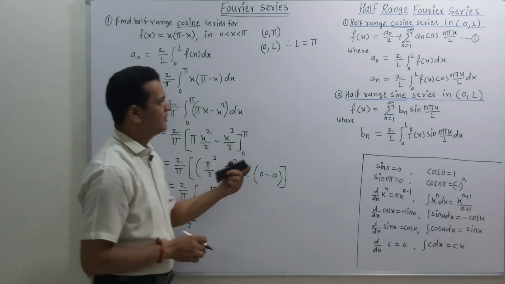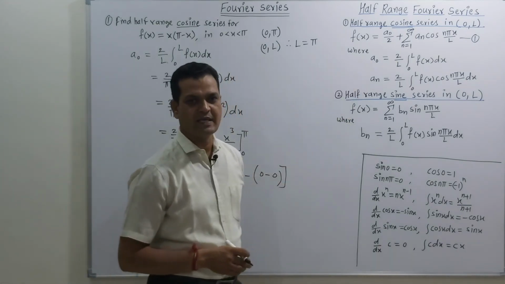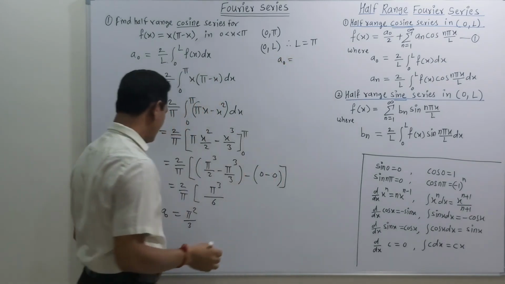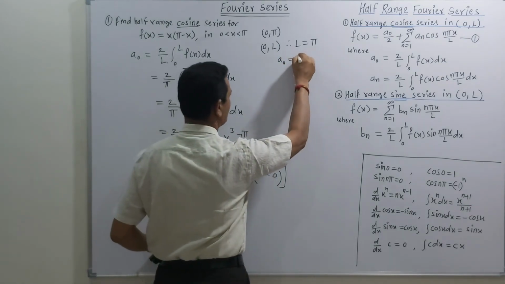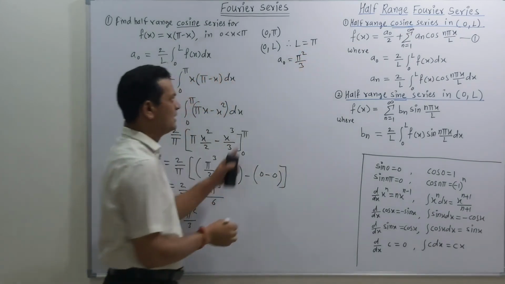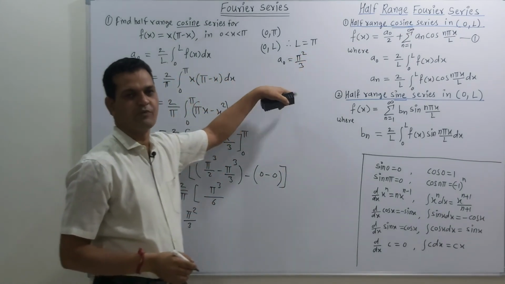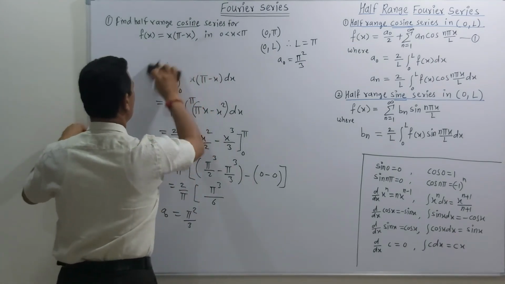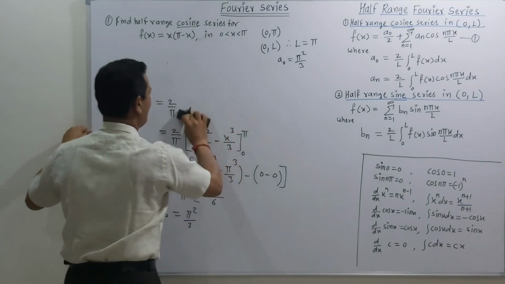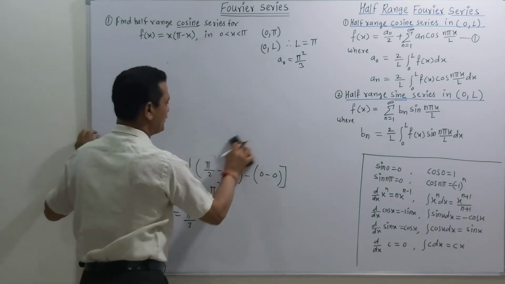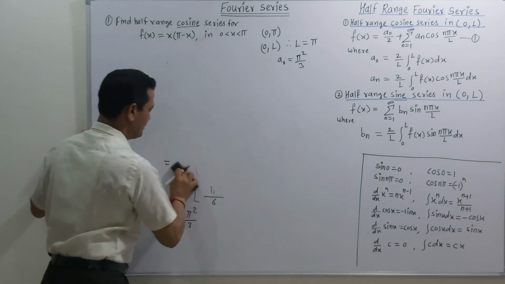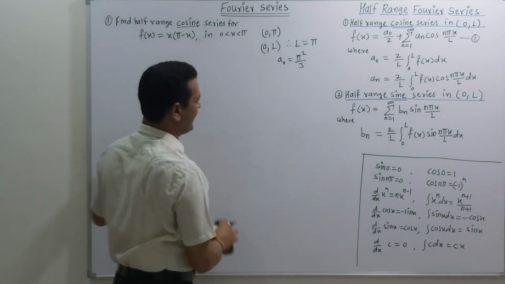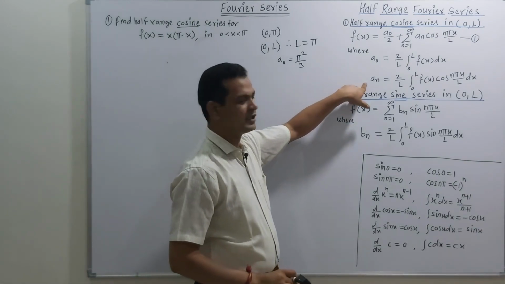So now let's find out the value of the second coefficient, which is a n. For our further substitution, I will write the value of a naught, which is pi square by 3 here. This value will be helpful for us for the further substitution. Now, after finding the value of the first coefficient, our aim is to find out the value of the second coefficient, which is denoted by an. So now let's first define an with the formula.